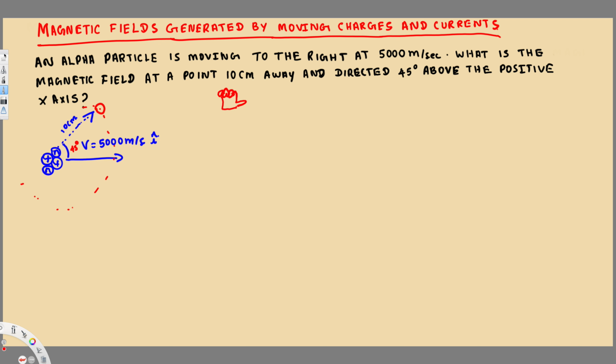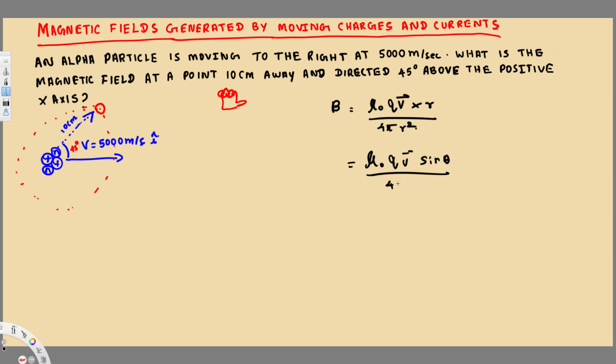So from this information we have to find the magnetic field, right? So let's go ahead and plug into the equation first. To find the magnetic field, we use this equation: B is equal to mu naught q v cross r divided by 4 pi r squared, right? So here, instead of cross r, we can put sine theta: mu naught q v sine theta over 4 pi r squared. So both are the same equations. Now we know that angle already, that's 45 degrees. So this is going to be sine 45 degrees.